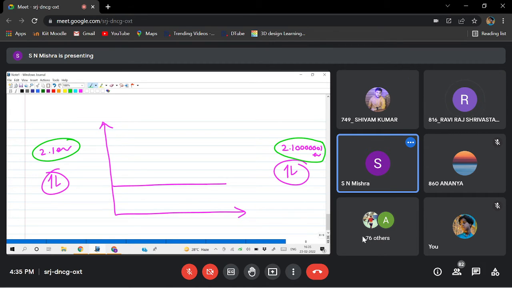Yes, sir. But they are not exactly the same value. No, sir. So that will give an idea that it is not violating Pauli's exclusion principle, and we can represent both the energy levels in a single diagram.